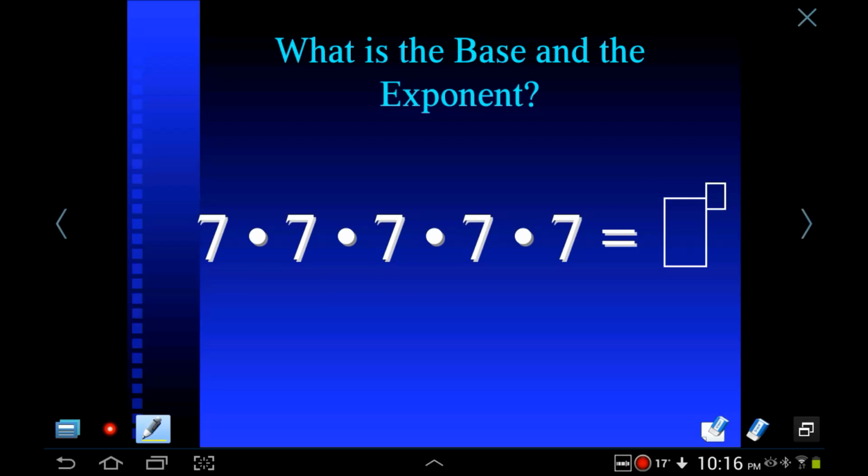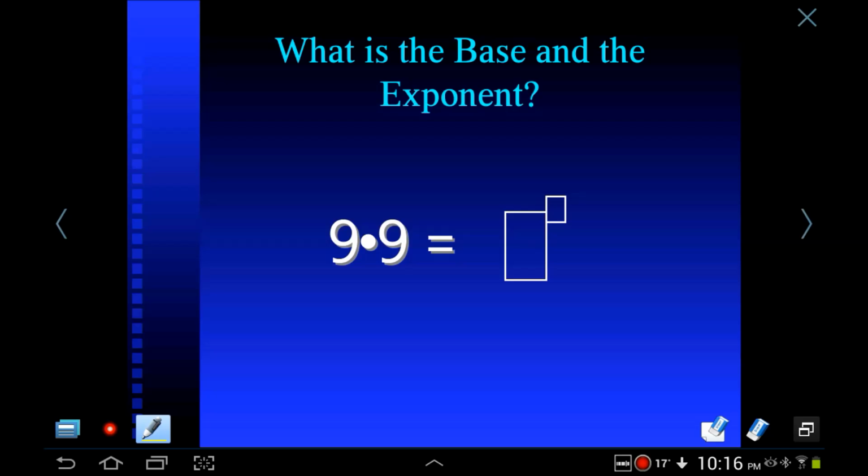In this example right here, we have a number of 7s. So 7 is our base. That's the number that's being multiplied by itself. And then just count how many times it's being multiplied by itself. 1, 2, 3, 4, 5. So this is going to be 7 to the 5th power. Next, look at 9, and 9 is being multiplied 2 times. So 9 is our base, and 2 is our exponent, so 9 squared.